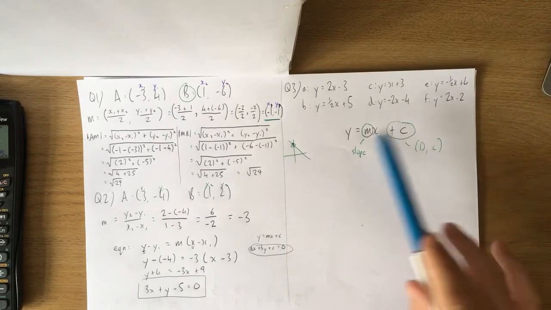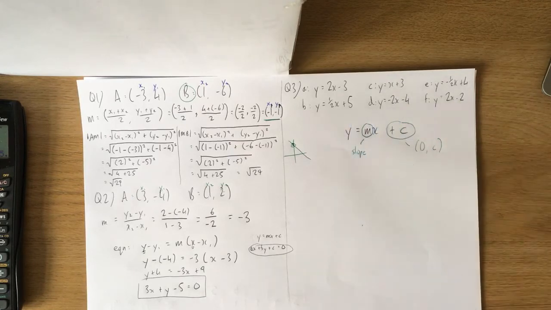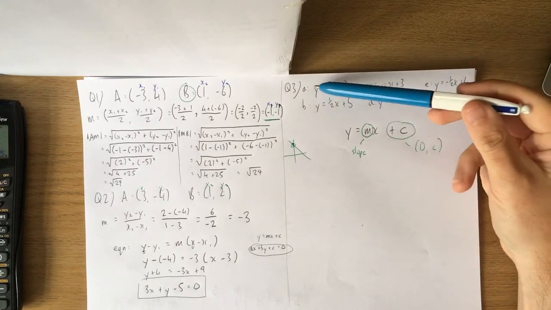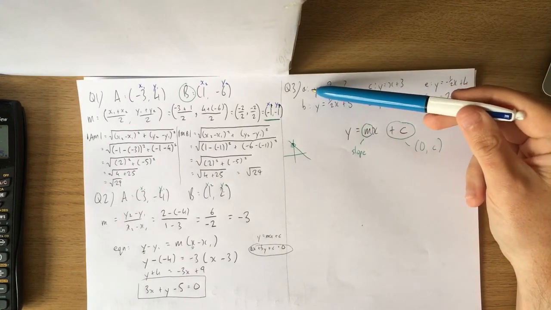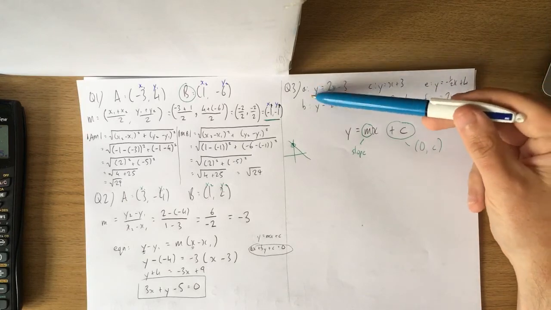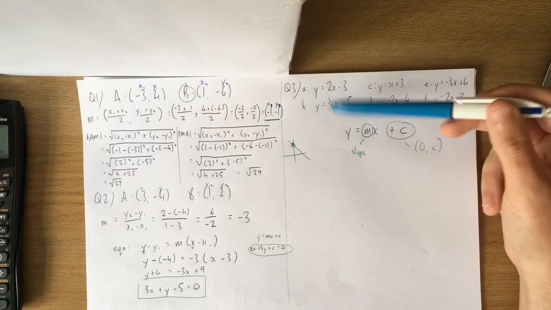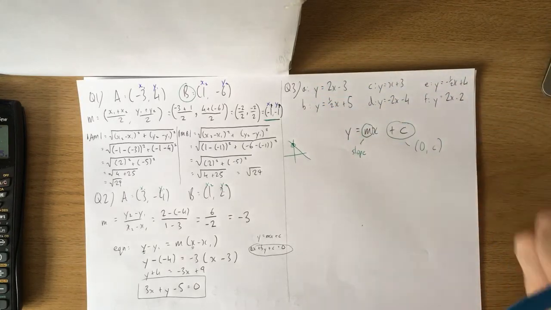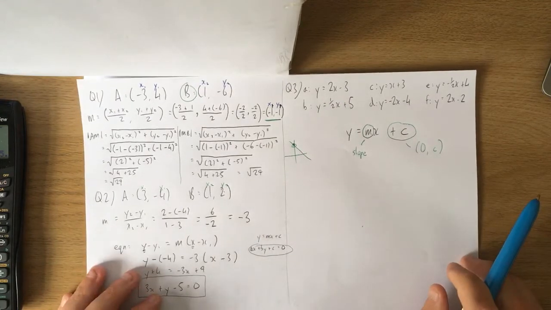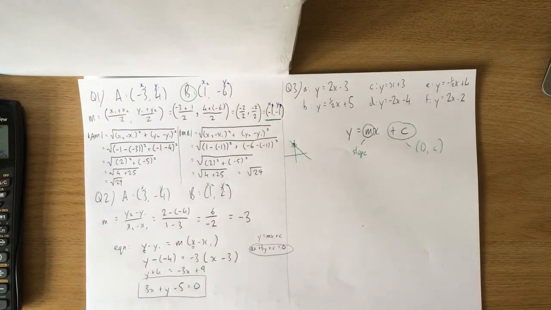Luckily, these questions are all in the form y equals mx plus c already, so I can just read this information off. Sometimes, let's say if this was 2y, you'd need to divide everything by 2 to get the y on its own without a number in front of it. As I said, this one's set up nicely for us. So, part 1, name a pair of parallel lines. Well, parallel lines have the same slope.